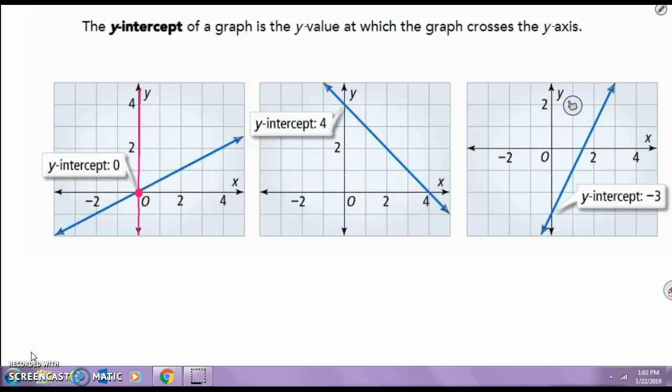For our second graph, our line crosses our y-axis here. So if we count up on our y-axis, we have 1, 2, 3, 4. So our y-intercept is 4. On our third graph, again, we look at our y-axis. We see our point crosses here, and that is negative 1, 2, 3. So our y-intercept is negative 3.